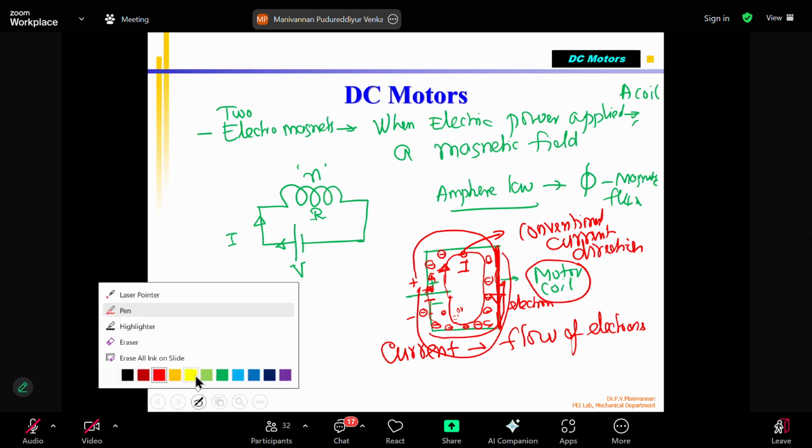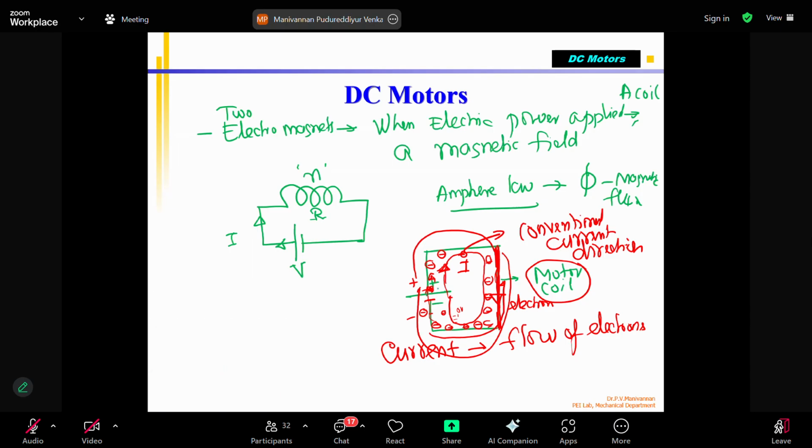Okay, now that I have given this current, what happens? A magnetic flux is created across this. Please note that my wire is vertical and current is flowing like this. Then around the wire, because current is flowing from top to bottom, conventional current, there will be a magnetic flux created in this direction. Correct? In this direction, magnetic.